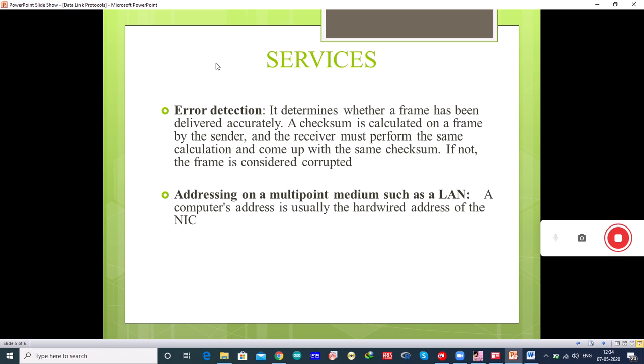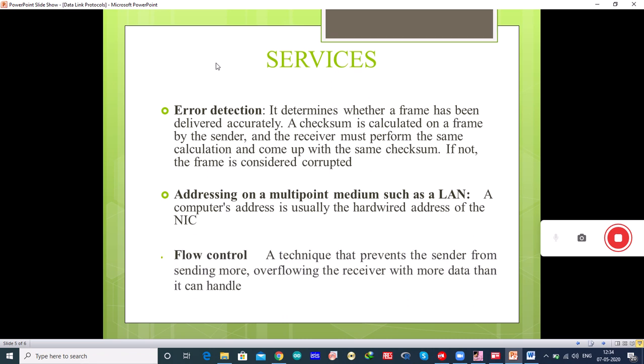We know a computer's address is usually the hardwired address of the NIC, that is, the Network Interface Card. Next is flow control, a technique that prevents the sender from overflowing the receiver with more data than it can handle.